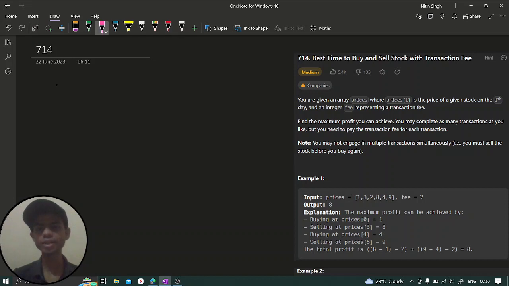Hi everyone. In today's challenge, we're gonna solve this problem. The problem name is best time to buy and sell stock with the transaction fee, and the problem number is 714.